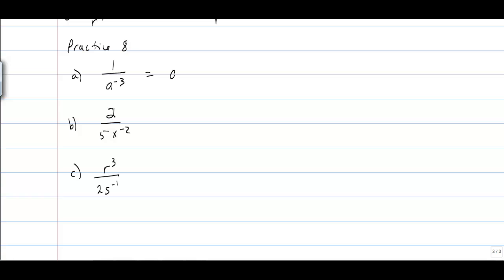Let's quickly go through practice 8. Question A is simply a to the 3rd power. That a to the negative 3rd was in the denominator, so we move it up to the numerator. This problem, the trick is to realize you don't move the 5. Only the x gets moved up to the numerator. And finally, for part C, the s gets to move up and the 2 stays behind in the denominator because it didn't have the exponent associated with it.